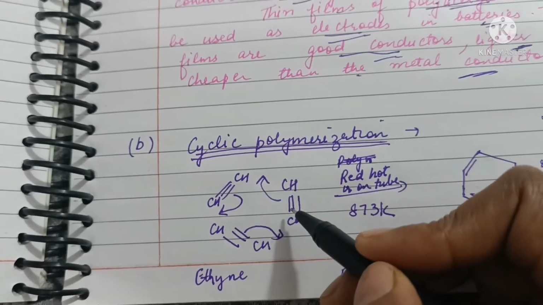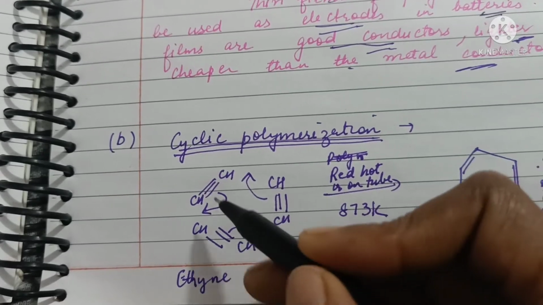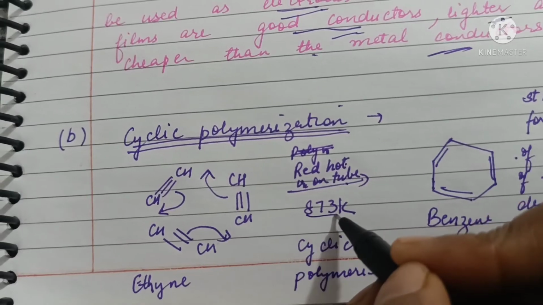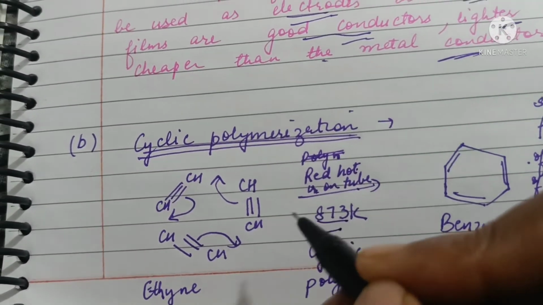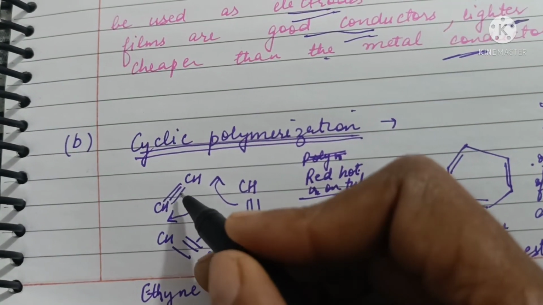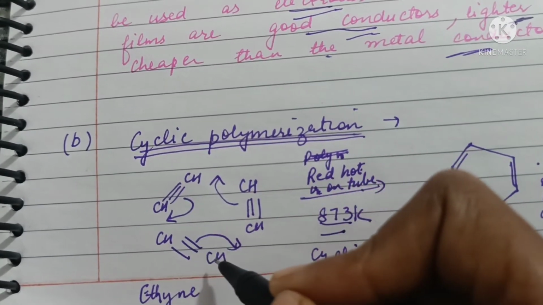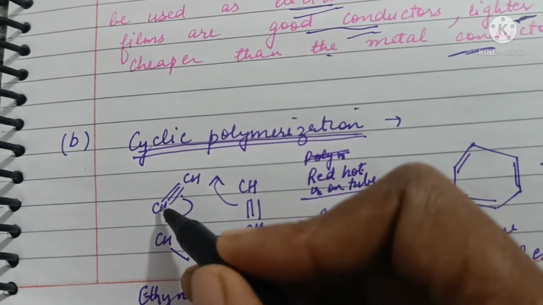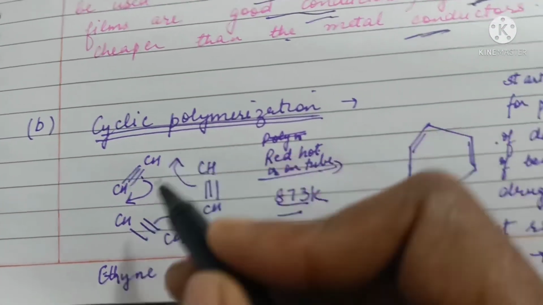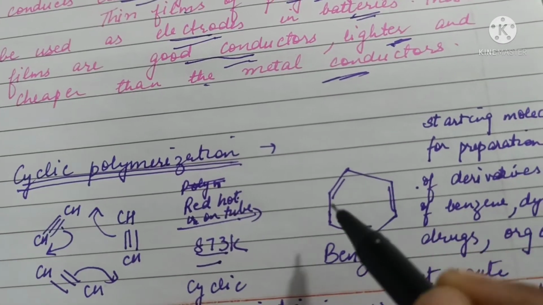These alkyne molecules can also polymerize in a cyclic manner. Three molecules of ethyne, when passed through a red hot iron tube at a temperature of 873 Kelvin, will join with each other. One of the bonds will break and form a bond between adjacent acetylene molecules. These electrons form a bond here, these electrons form a bond here, these electrons form a bond here to form a single bond, double bond, single bond, double bond structure, which is called benzene.